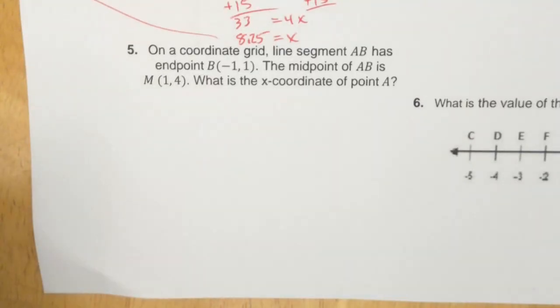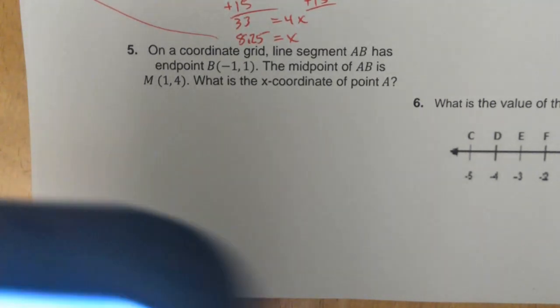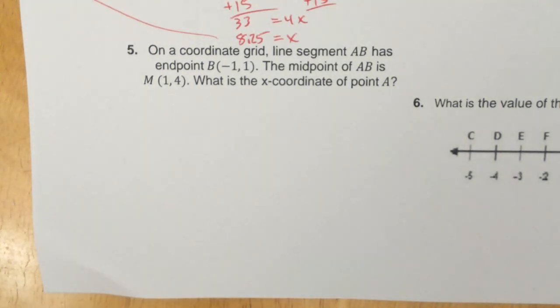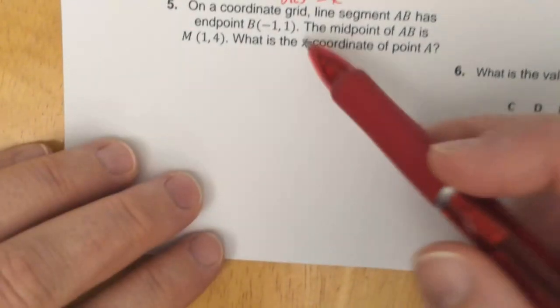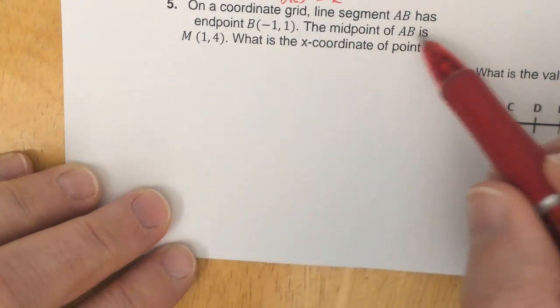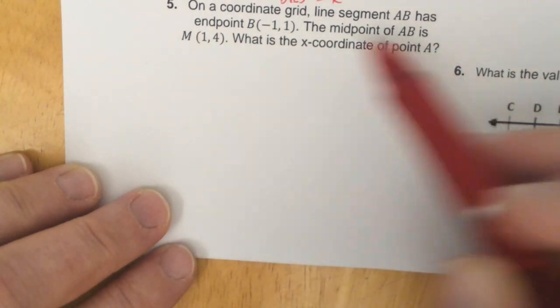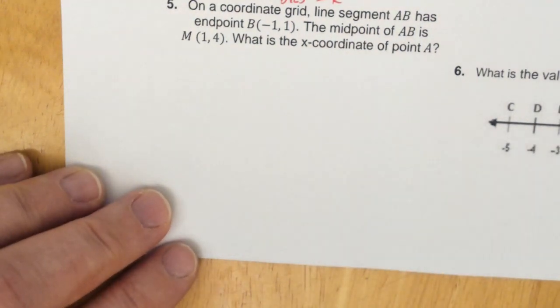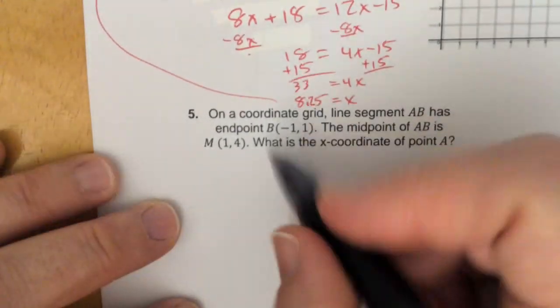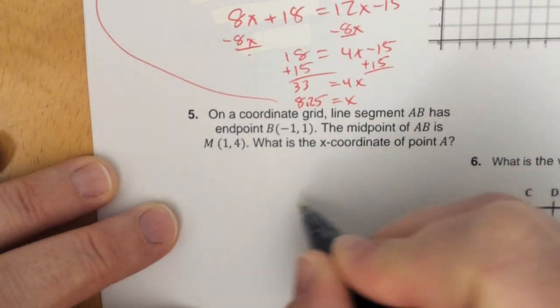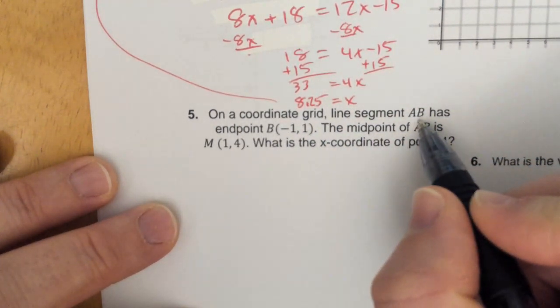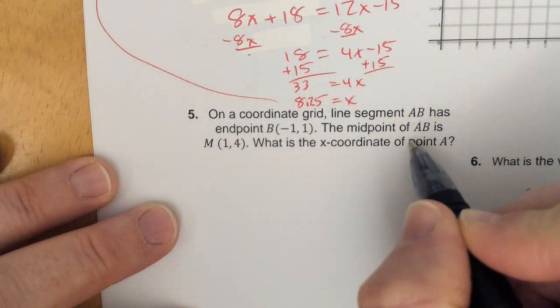Okay, and then let's go to number 5. On the grid line, we have AB has endpoint B, and midpoint AB is this. What is the x-coordinate? And remember, there's graphs on the back page if you want to do it that way. So on this one, we have AB has an endpoint and a midpoint is this.